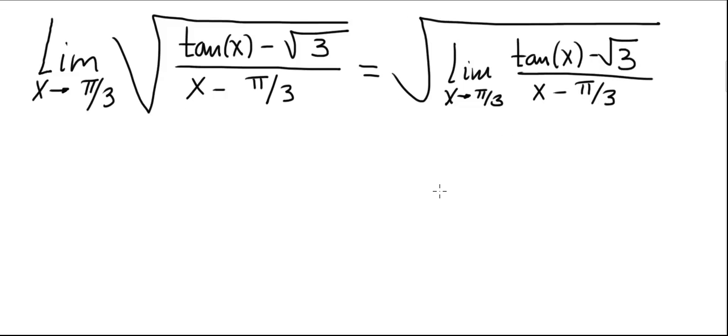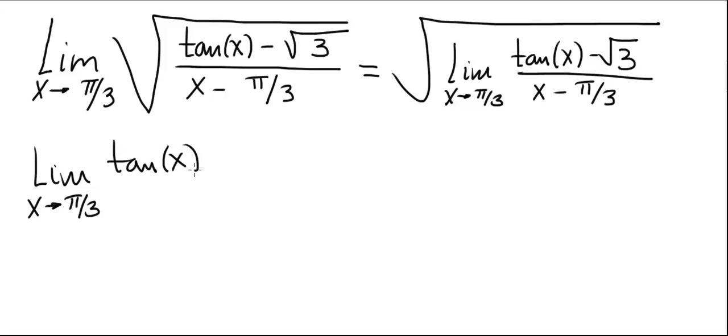So all we have to do is evaluate this limit, and whatever this limit happens to be, we can then take the square root of that for our final answer. So we can drop the square root for now and concentrate on the limit as x approaches pi over 3 of tangent of x minus square root of 3 divided by x minus pi over 3.